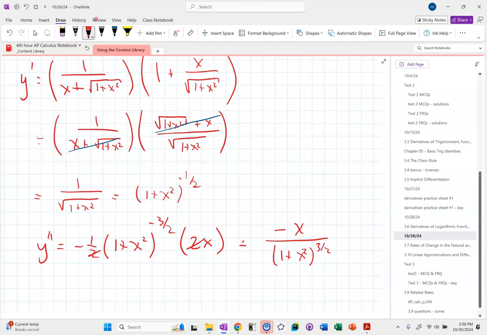Nate. Could you do number 4 on the practice worksheet? The derivatives practice? Sure.